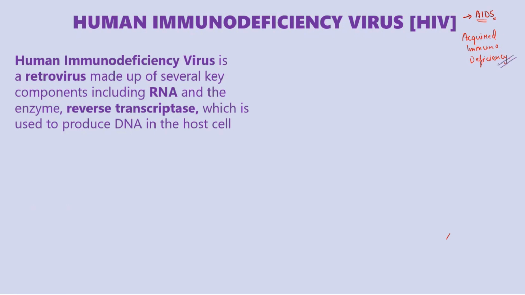Whatever adaptive immunity you had from the very beginning, whatever pathogens you were exposed to, you must have developed some immunity against them. But because of the presence of this virus, those memory cells are destroyed. That leads to the deficiency of the acquired immunity, and that is why the name AIDS has been given. Now, coming to the virus first.